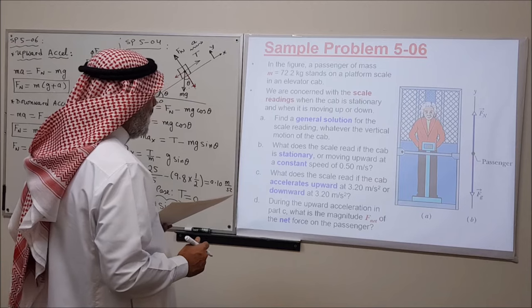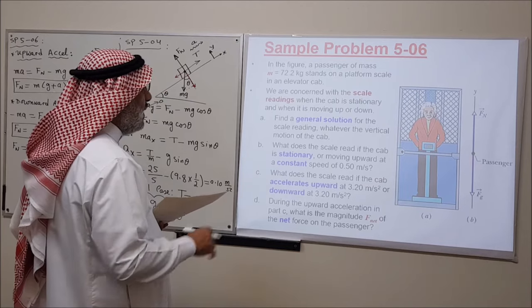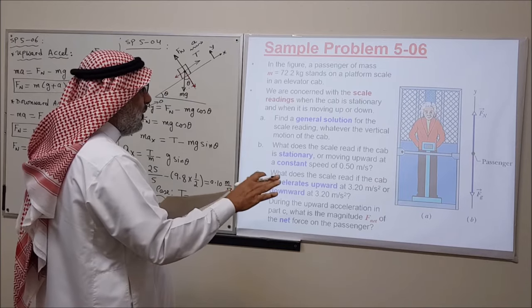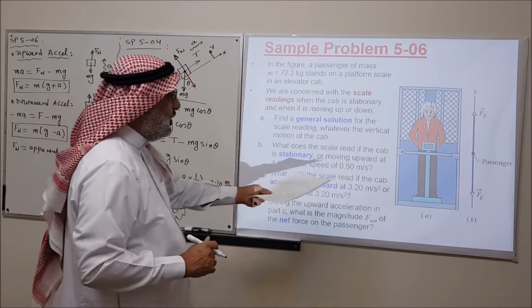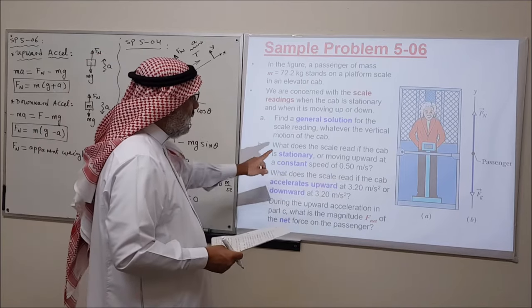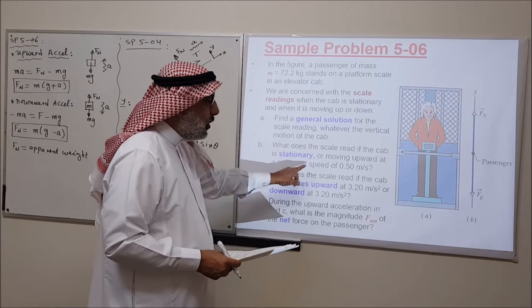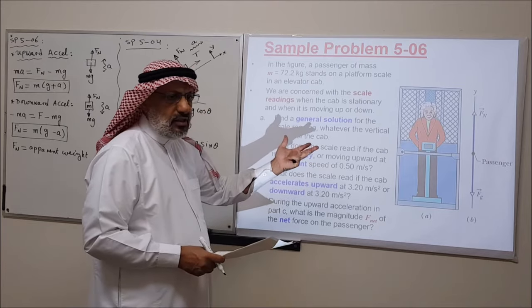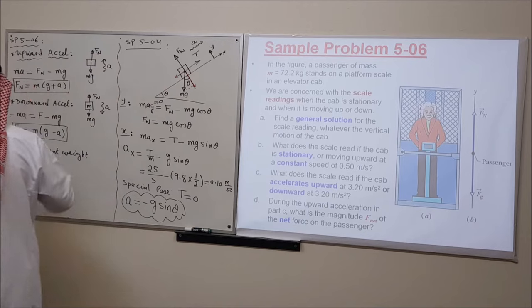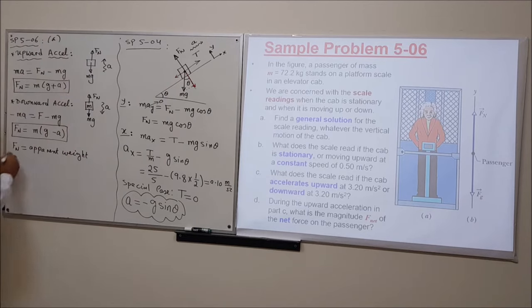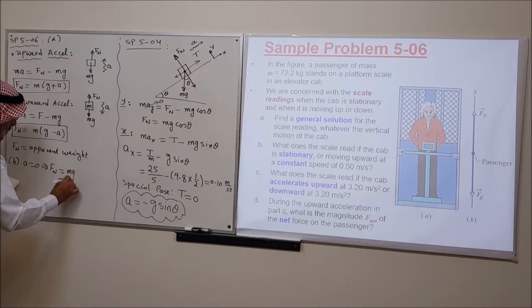Part B. What does the scale read if the cab is stationary or moving upward at the constant speed of 0.5 meters per second? Well, if it is stationary or moving with constant speed, what's the acceleration? The acceleration is zero, okay? The acceleration is zero, and therefore the normal force, whether it is going up or down, as long as it is moving with constant speed, is equal to mg.